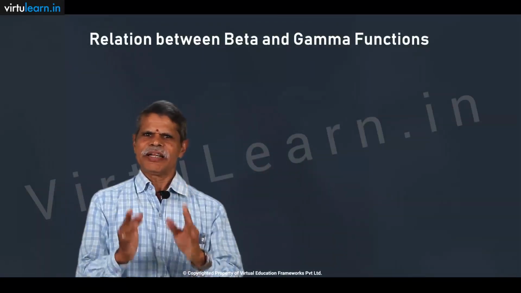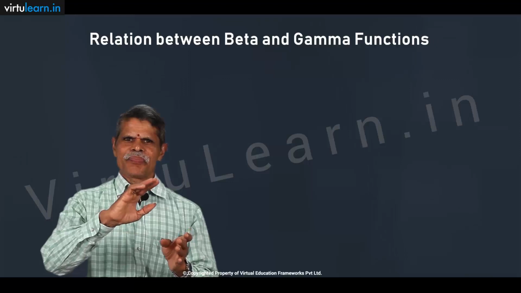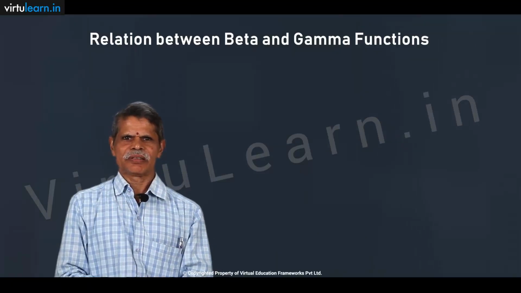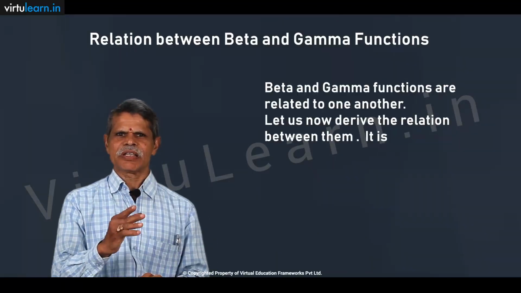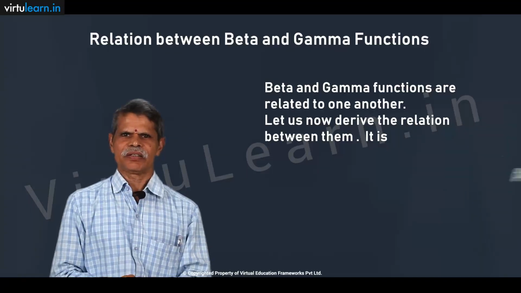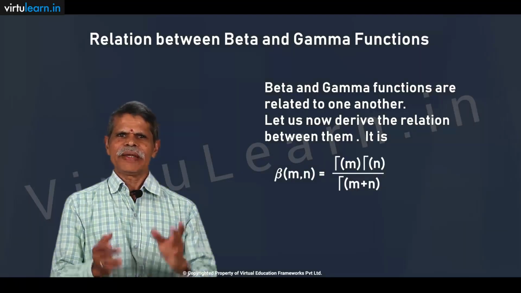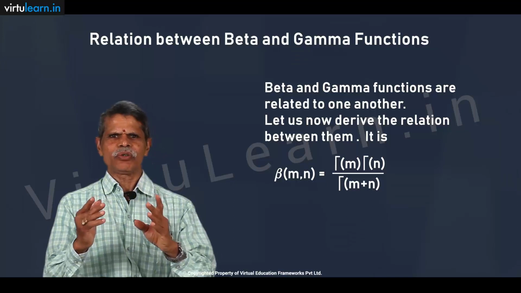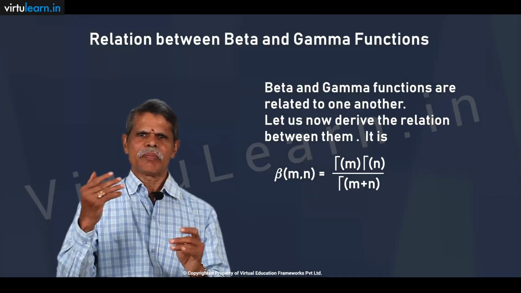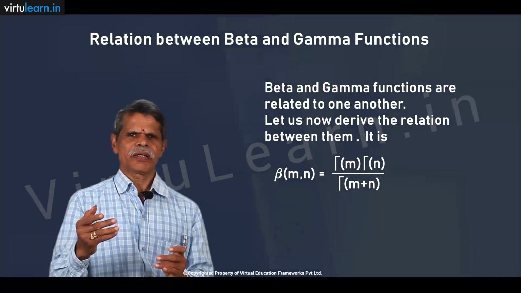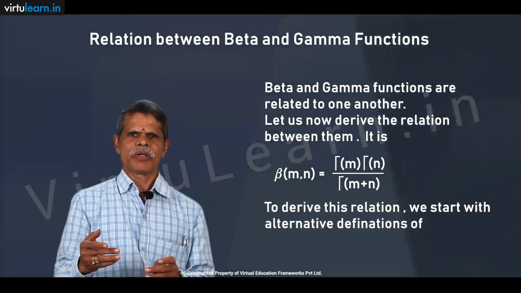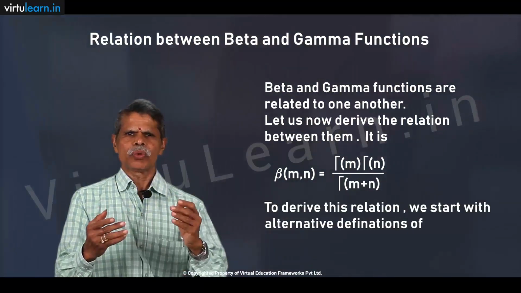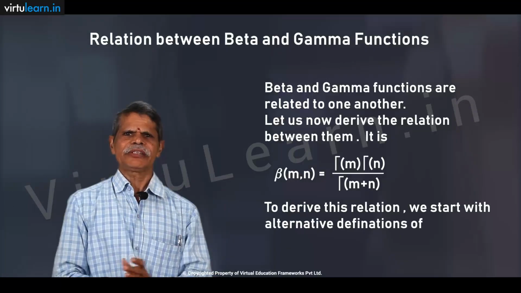There is an important relation connecting the beta and gamma functions. That means beta and gamma functions are related to one another. What is the relation? Beta m comma n is equal to gamma m into gamma n divided by gamma of m plus n. Let us now see how to arrive at this relation.